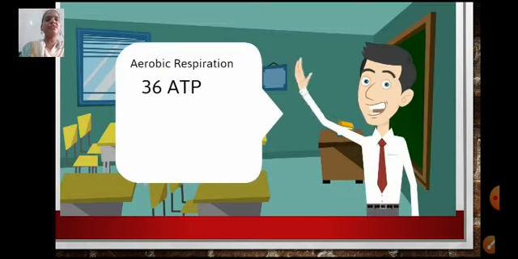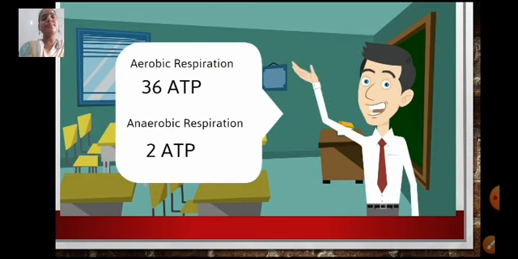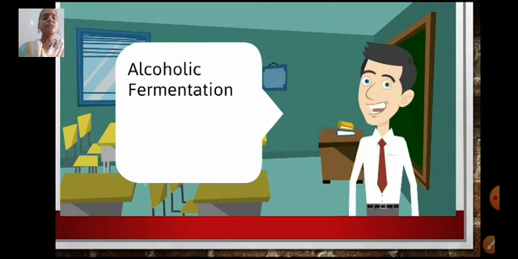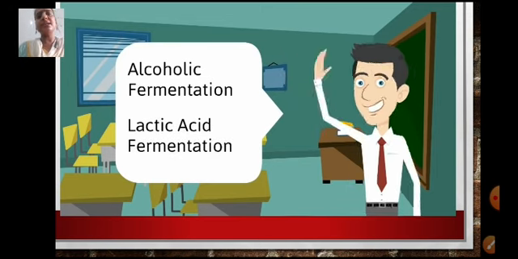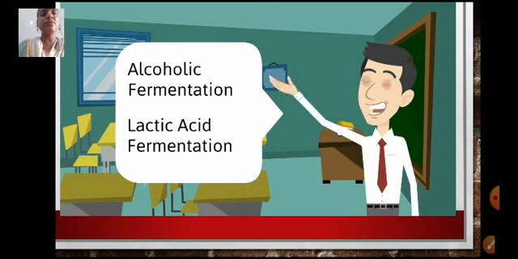So aerobic respiration produces 36 ATP molecules. That is very large, whereas anaerobic respiration just produces 2 ATP molecules. So students, alcoholic fermentation and also lactic acid fermentation are not very energy efficient processes, that is, lots of energy is not produced.